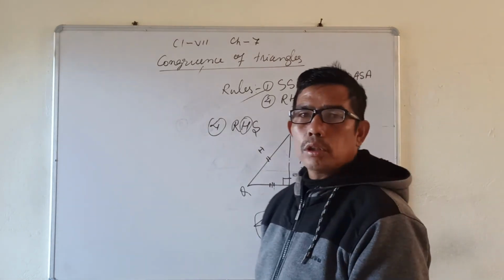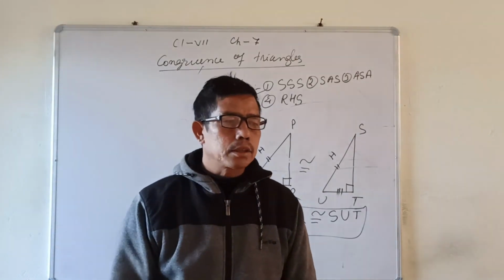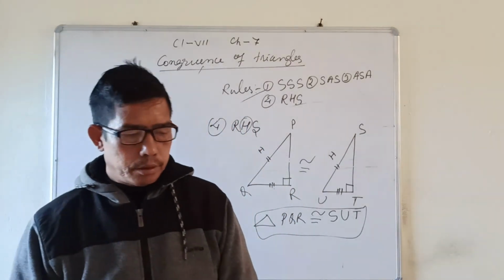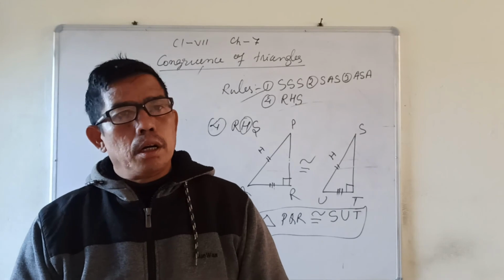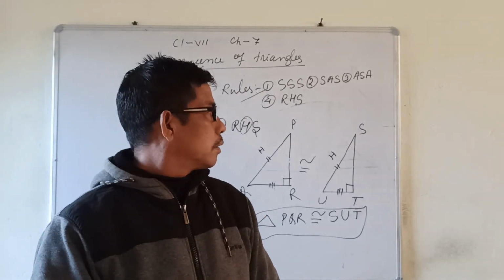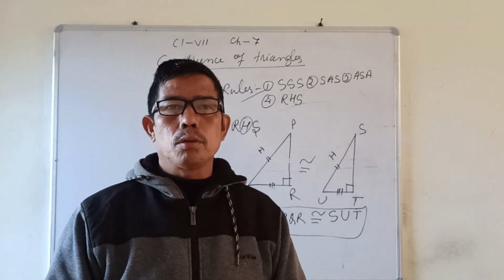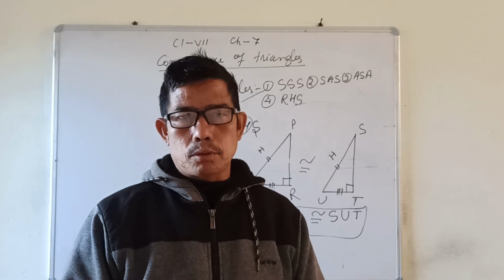So these are the rules to prove two triangles congruent. You have to remember these rules, because these rules are very important for higher classes also.